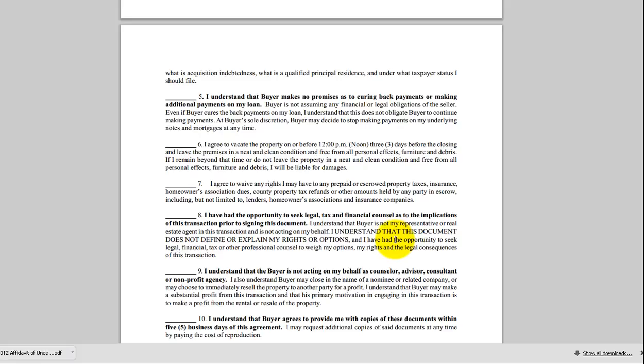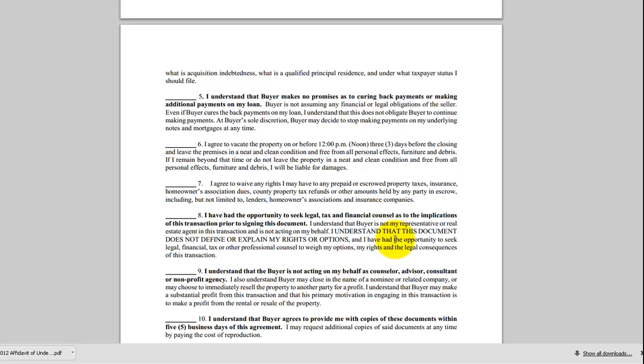They have to agree to waive any rights for any prepaid escrow property taxes. That's all part of the short sale negotiations. So they're not getting any money out of the short sale. They have to agree that they have the opportunity to seek legal, tax, and financial counsel. You know, they can or they don't have to, but they have to agree that they've had the opportunity to do that, and they have to initial that paragraph.